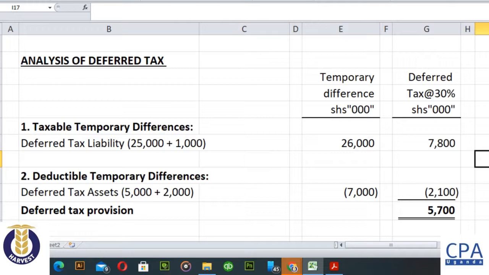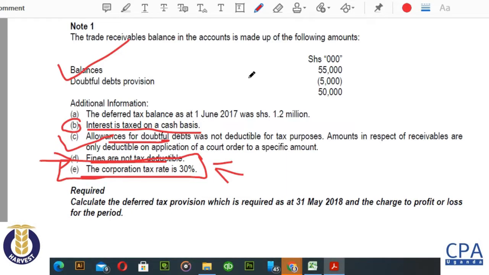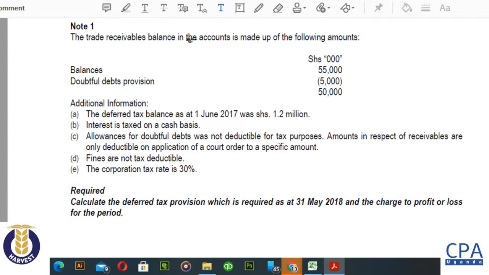Now, what you know about provisions is that if a provision is done for the very first time, the figure that you have got is taken as an expenditure in profit or loss. But in our case, we have information that deferred tax has already been done in previous years. In note A, we are told that the deferred tax balance on 1st of June 2017 was 1.2 million, meaning we have a balance brought forward from the previous year.